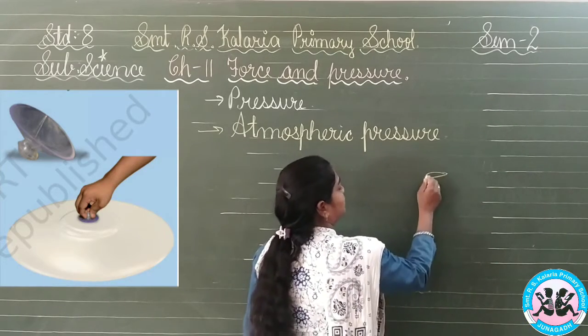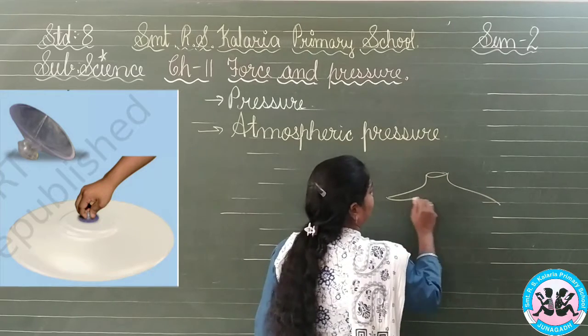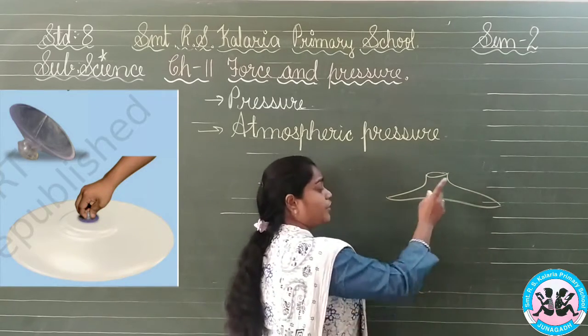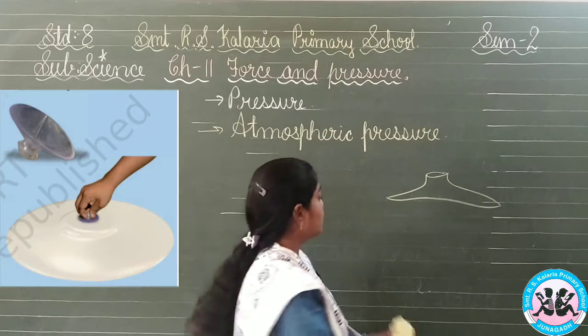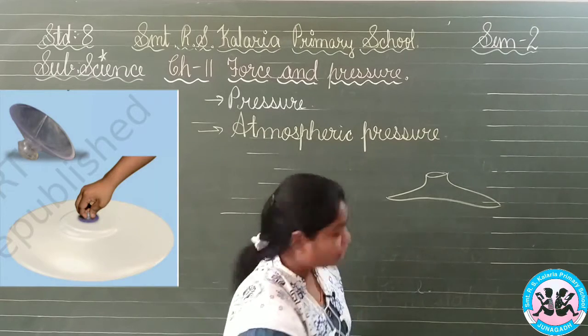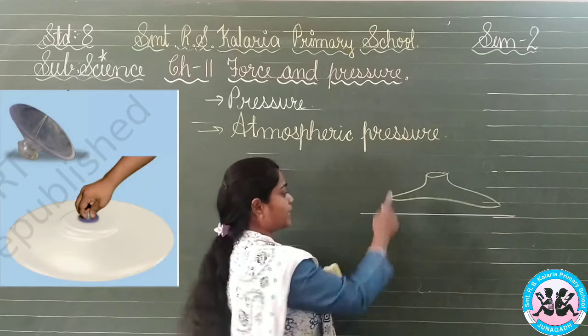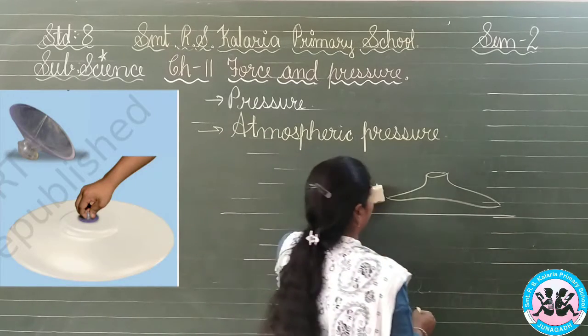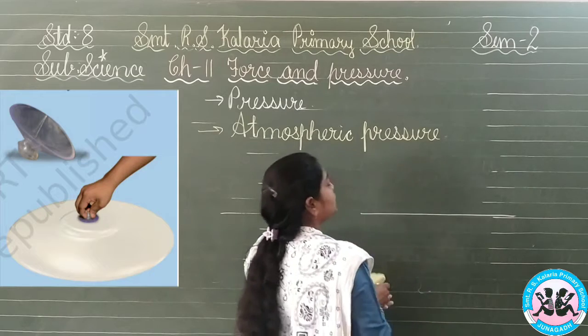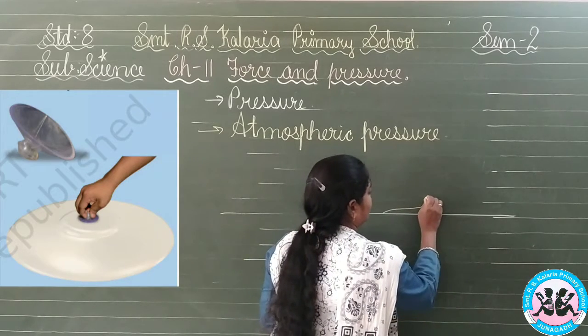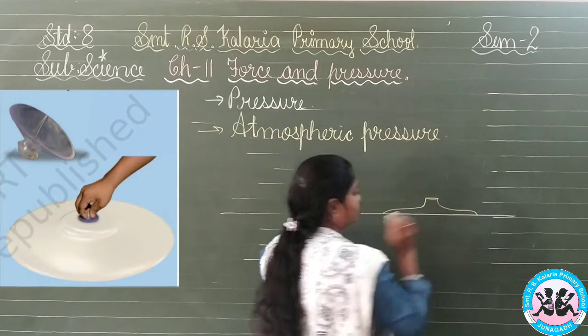The activity is something like this. This is the rubber sucker that we have. If we are going to apply this rubber sucker on the surface, what will happen? This is a straight surface, and if I am going to press it, what will happen? It will just stick to the surface. So this will be the sucker which is acting over here.